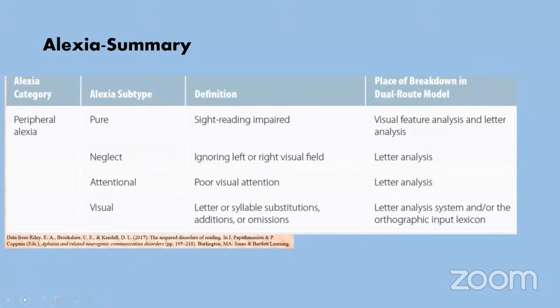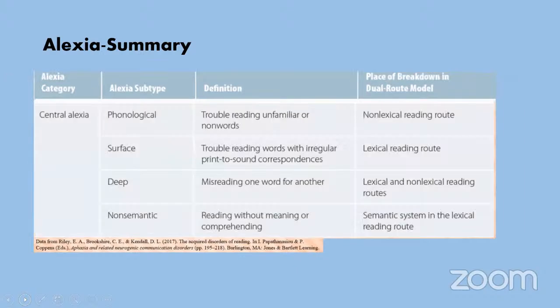They are peripheral Alexias. The central Alexias are again 4: phonological, surface, deep, and non-semantic. There's trouble reading unfamiliar or non-words in phonological Alexia, and the problem in the dual route model is the non-lexical reading route. Surface Alexia is trouble reading words with irregular print to sound correspondences, a lexical reading route problem. Deep Alexia is misreading of one word for another; lexical and non-lexical reading routes are defective in the dual route model. Non-semantic is reading without meaning or comprehending, a problem of the semantic system in the lexical reading route.